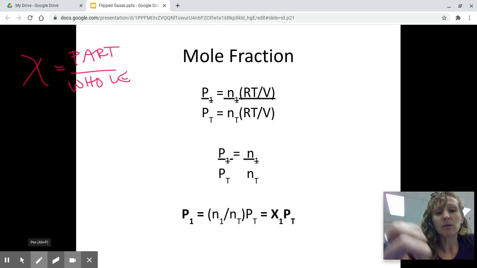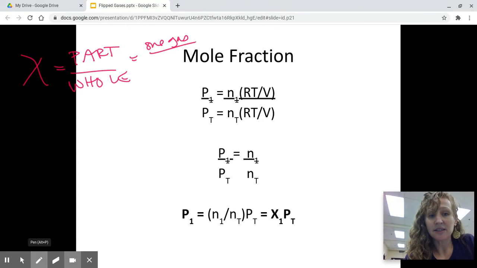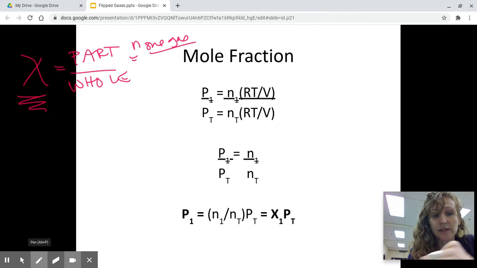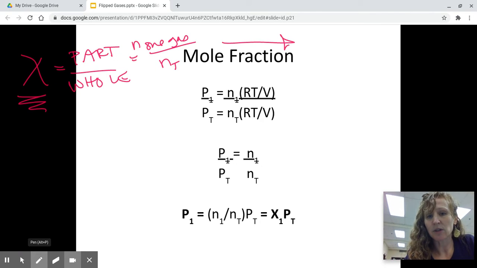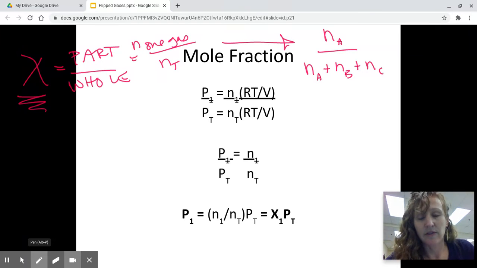And so your part is going to be one gas. And remember, mole fraction is in moles. So it's the moles of one specific gas over the moles of all gas. So you can represent that as moles total. If you have the moles of one specific gas, you can have the moles total written like this: moles of gas A, moles of gas B, moles of gas C, and the sum of all of them.